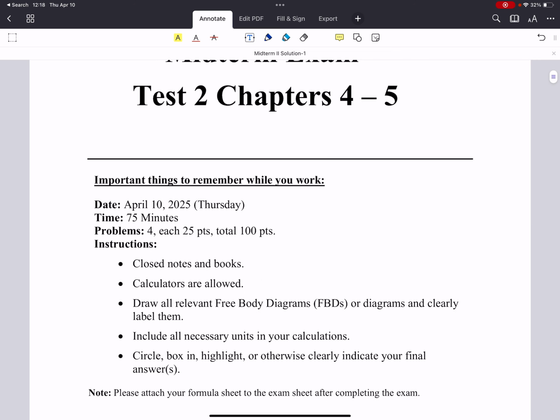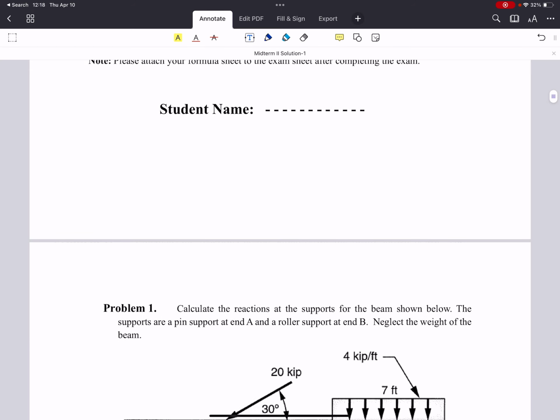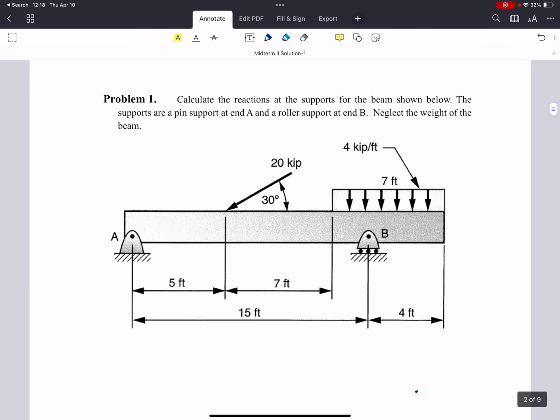Today we are going to solve the homework problems from midterm 2. We had four problems. The first one was this, where we had a beam with a support in this location and this location.